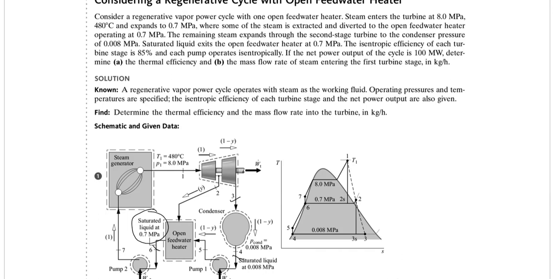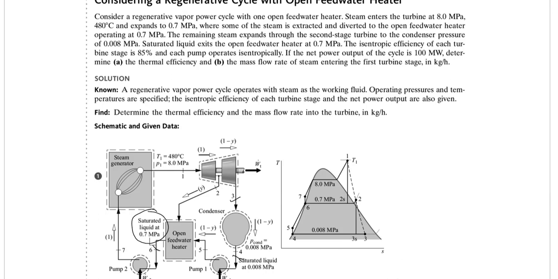The isentropic efficiency of each of the turbine stages is 85%, and each of the pumps operates isentropically. If the net power output of the cycle is 100 megawatts, determine the thermal efficiency and the mass flow rate of the steam entering the turbine in kilograms per hour.